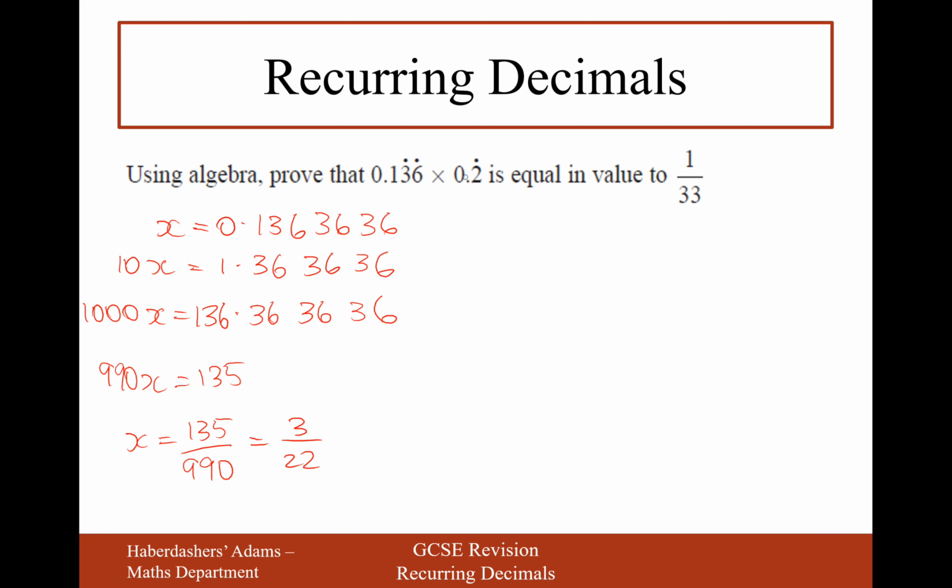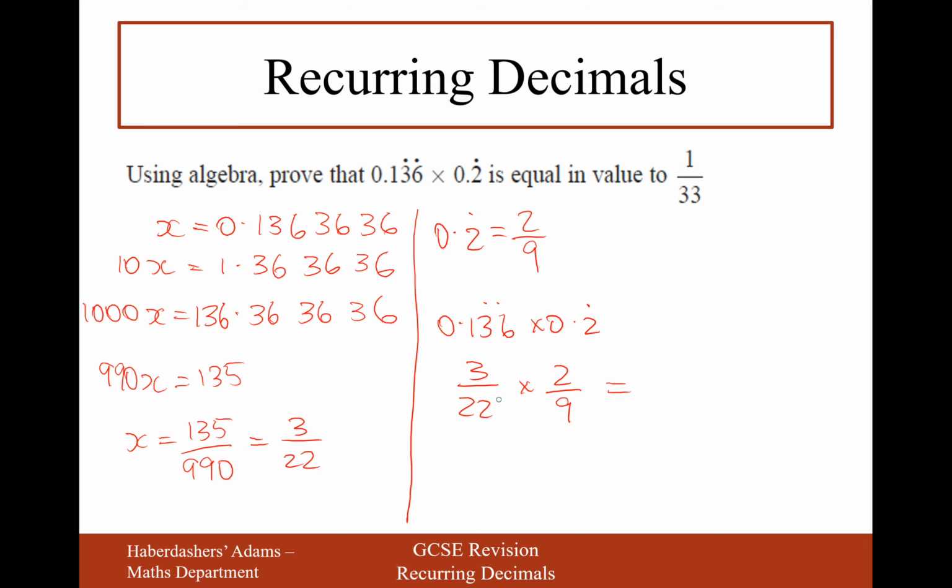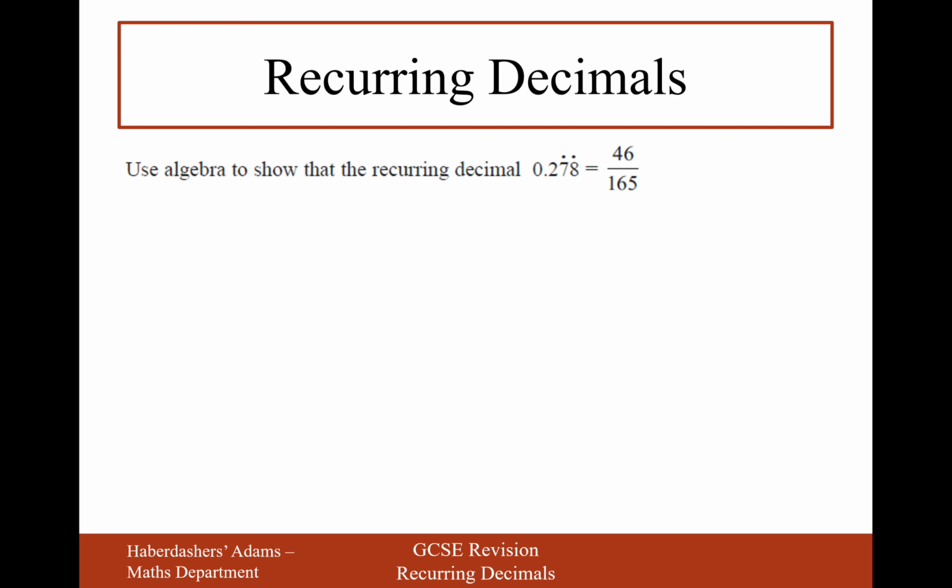Okay, so let's move on to the second part, and I know just from my recurring decimal knowledge, the 0.2 recurring is 2 over 9. So now when I do 0.136 with the recurring above the 3 and the 6 times 0.2 with the recurring above the 2, I'm going to actually be doing 3 over 22 times 2 over 9. And when I multiply these two together, I can cancel out a 2 from top and bottom here and a 3 from top and bottom here to leave me with 1 over 33. And there we are, that's the answer to this question. So therefore, I've clearly shown every stage of my working. Okay, let's move on to the next question.